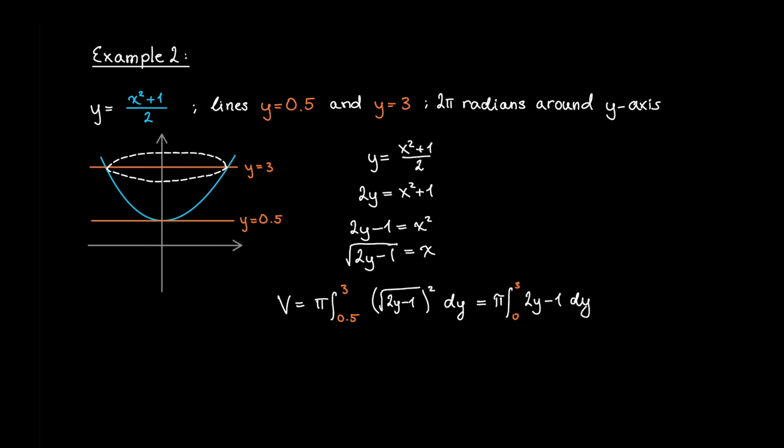Now, since we have a square root and raised to the power of 2, they cancel each other out, and the only integral we have left is the integral from 0.5 to 3 of 2y minus 1, with pi in front. Then we get our antiderivative function, and we have to evaluate this. And I can tell you the final answer is going to be 6.25 times pi in cubic units.